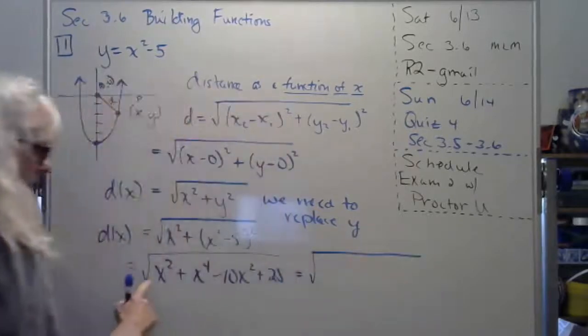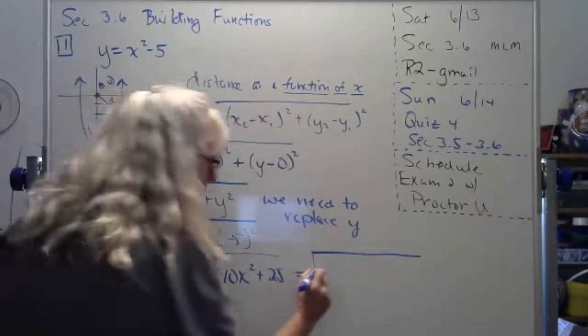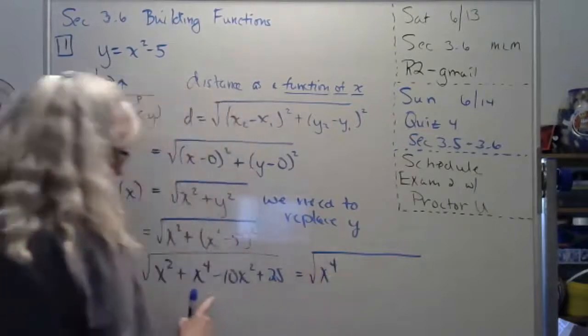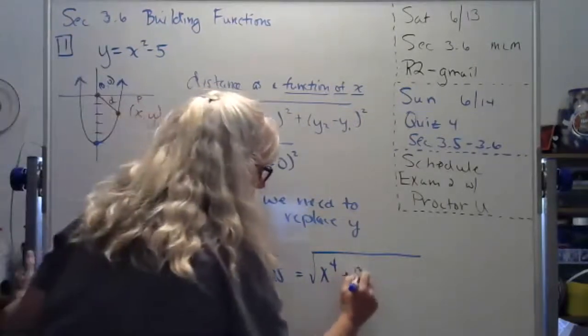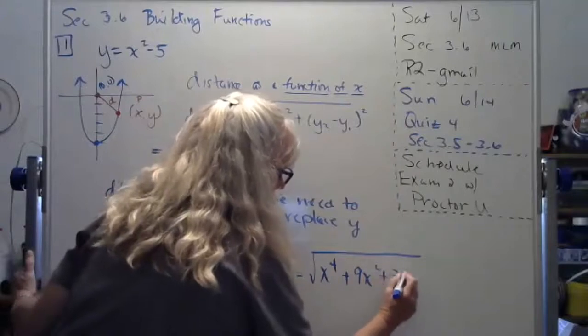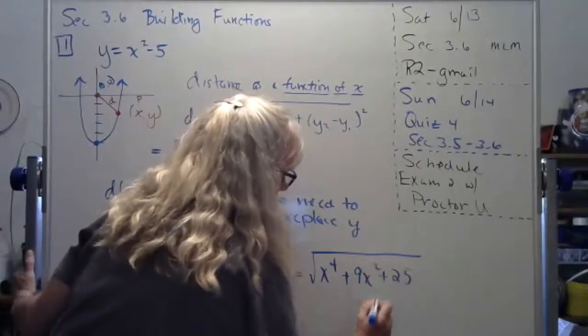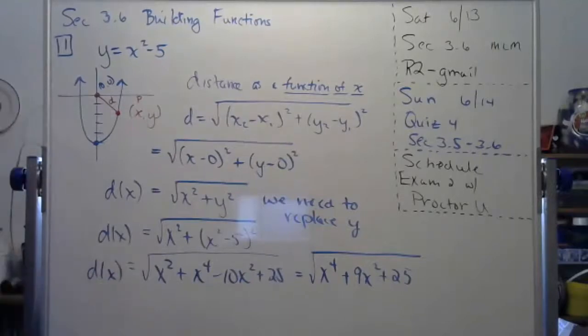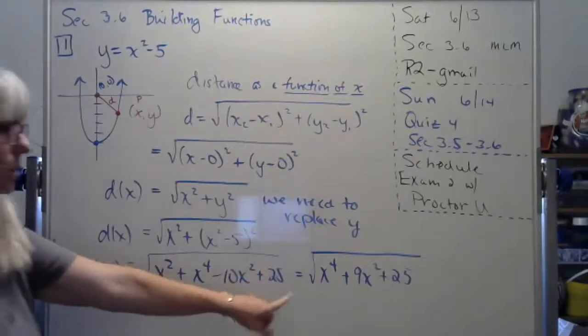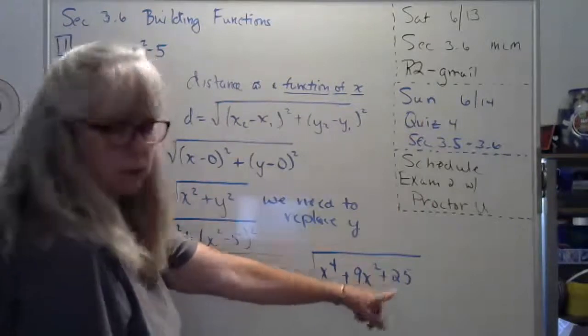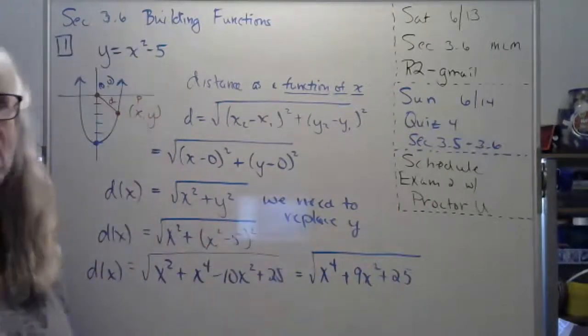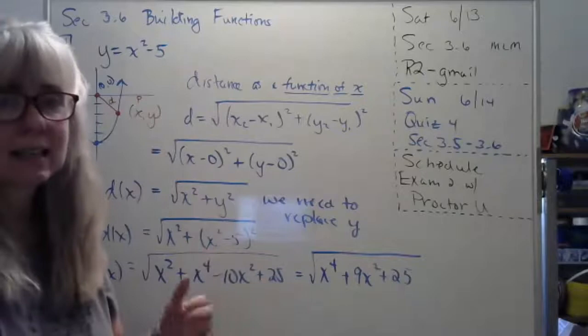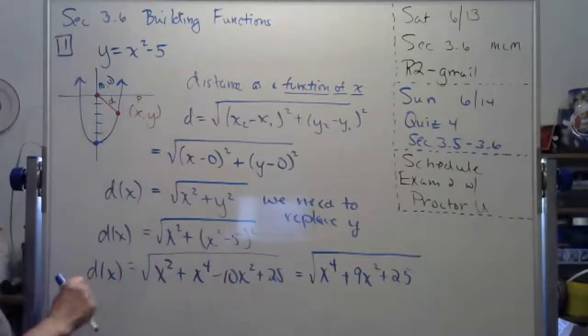So all I can do to clean that up is add my x squared terms together. So I end up with an x to the 4th, plus 9x squared, and then plus the 25. And there is my function in terms of x. So they even told me what letters to use. So d of x is equal to the square root of x to the 4th plus 9x squared plus 25. So the theory now is that if you give me a point, I can tell you how far from the origin it is.